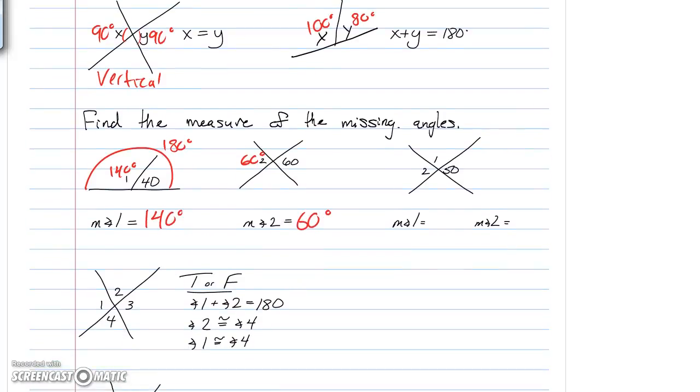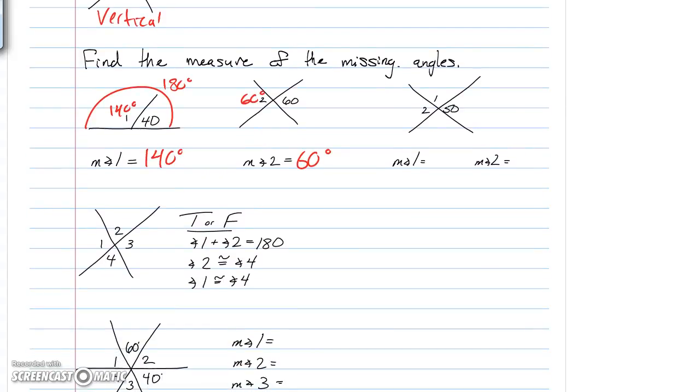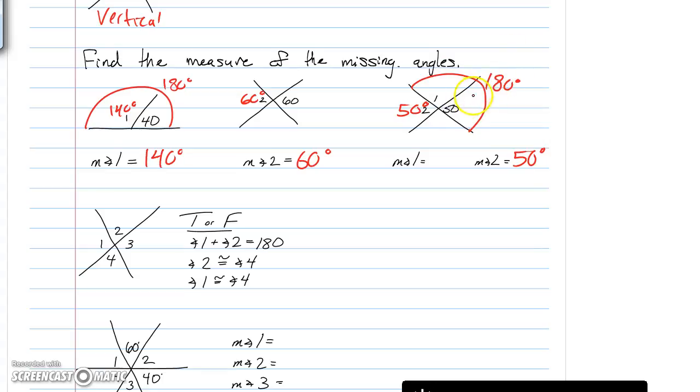And then in the next one, I actually have a combination of all of those. So angle 2 is across from 50. That's a vertical angle set. So I'm going to go with angle 2 first. And then these angles combined are 180. So 180 minus 50 is, yep, you guessed it, 130 degrees. So again, some basic ones to start.